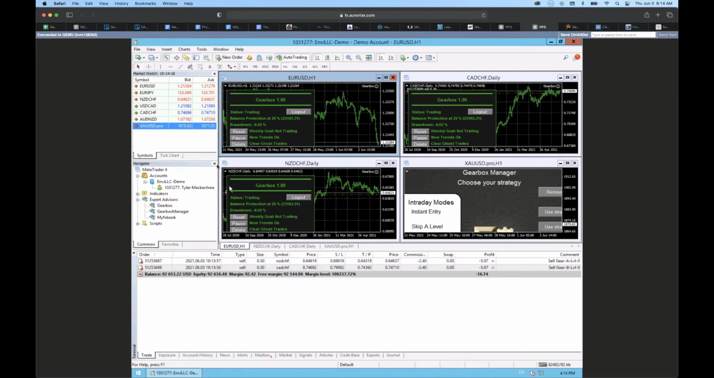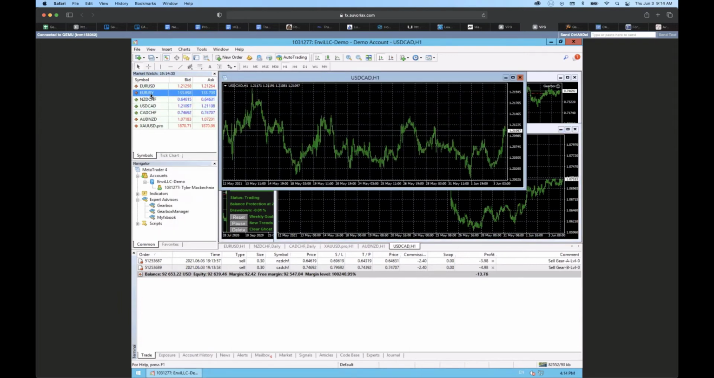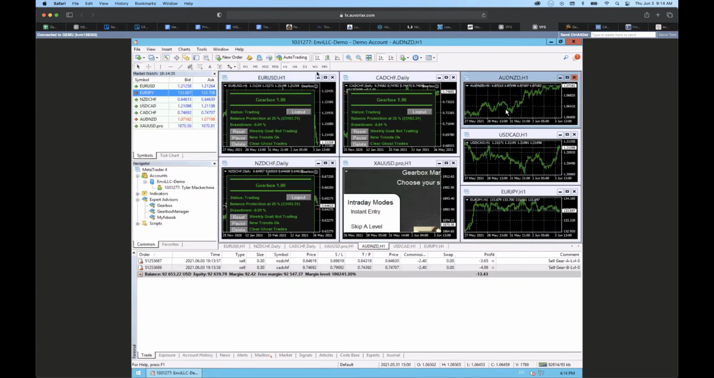Now, skip a level. All you would do is you would open up all of these as well. So we didn't open up AUD NZD. We did not open up USD CAD. And we did not open up Euro JPY. Go ahead, hit this button again, organize them. We're going to put them all in the daily time frame.